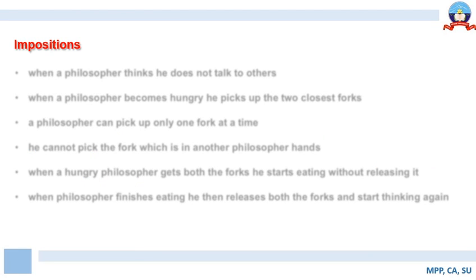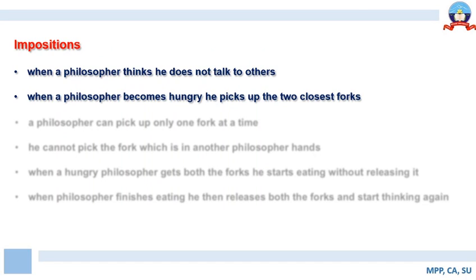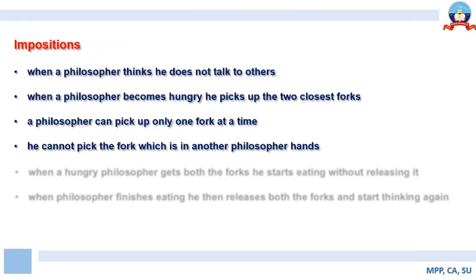Now let us go through some of the important impositions on the dining philosopher's problem. The first imposition is that when a philosopher thinks, he does not talk to others. When a philosopher becomes hungry, he picks up the two closest forks or chopsticks. A philosopher can pick up only one fork or chopstick at a given point in time. He cannot pick the chopstick or fork which is in someone else's hand.